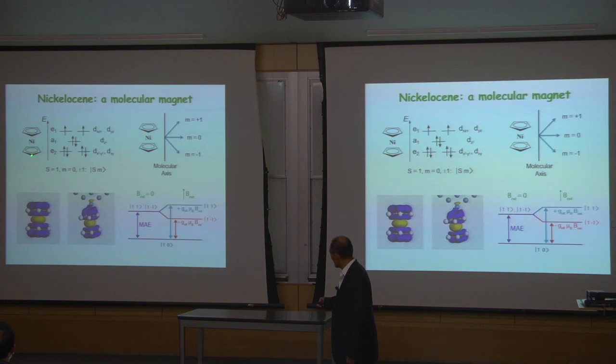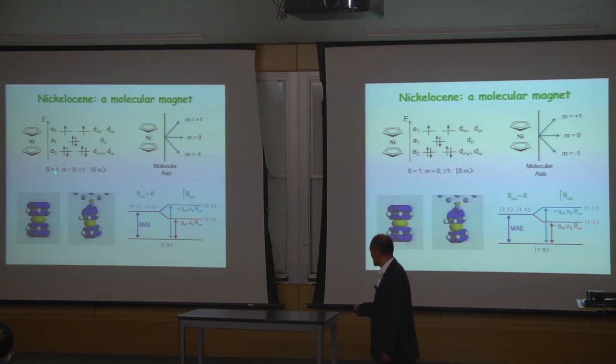So in this nickelocene, it has 2 unpaired electrons, so it has a spin 1 system. In the spin 1 system, the M states are 0 or plus minus 1. Now there is a molecular axis along the molecule, and the spin 1 can have 3 components of the M values. The interesting thing here is the magnetic anisotropy: there is an easy and a hard axis. If the spin aligns along the axis, it has a different energy than when it's perpendicular to the molecular axis.